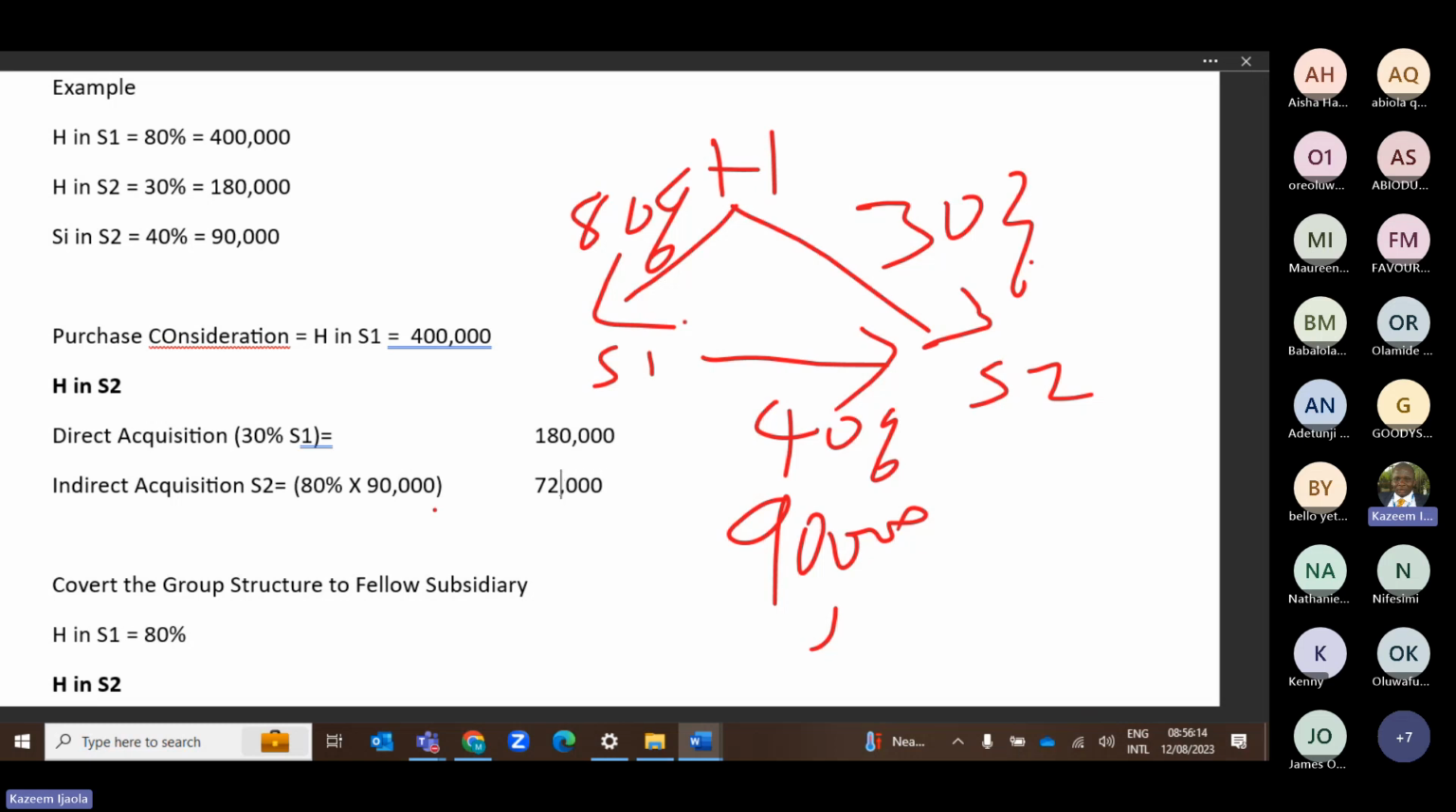So H is only responsible for 80% of anything X1 is doing. That is why if you want to calculate the indirect holding, you say 80% multiplied by 40% to know the indirect holding. But when it comes to contributions, H will only contribute his own share, which is 80%. Is it clear to you guys now, please? So, Mr. Kazeem, that 32% is just to know the percentage that H owns in S2, not for calculation of purchase consideration.